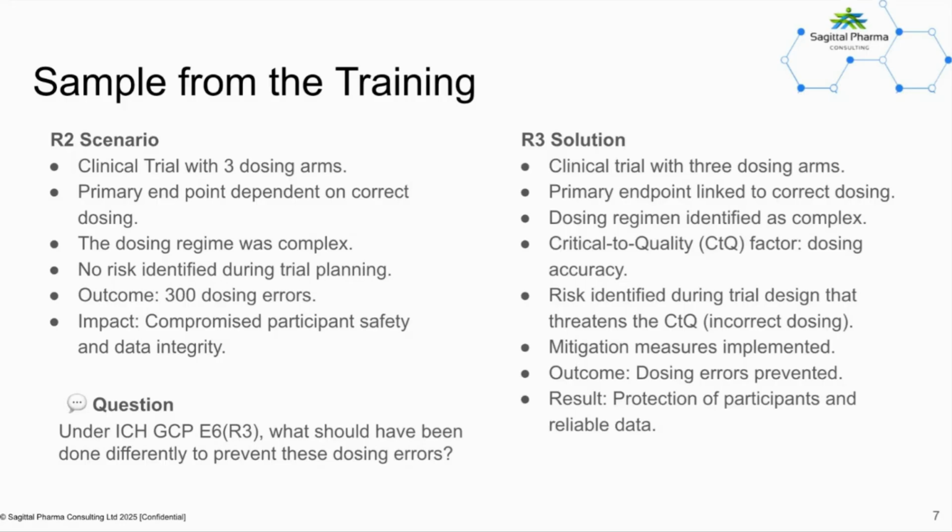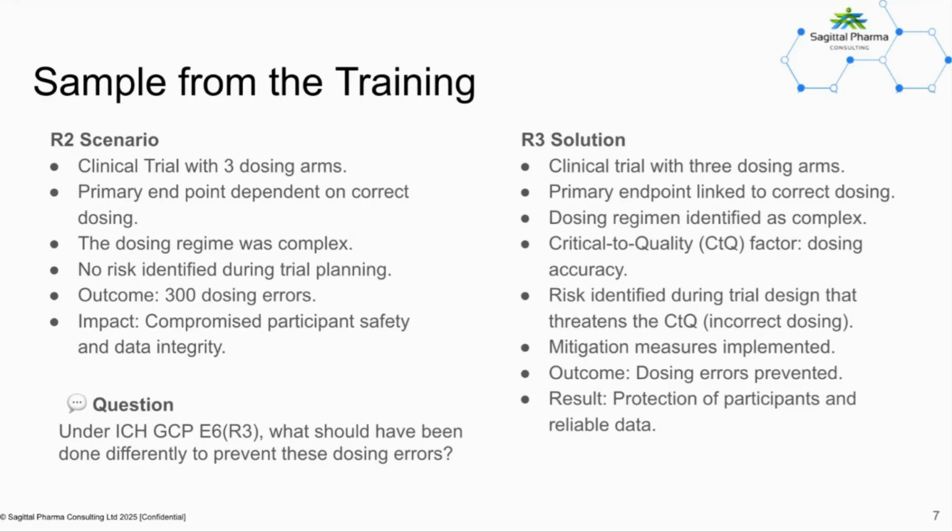So the R3 solution in this example is as follows. R3 introduces a risk-based proportionate approach that begins at the design stage, focusing on identifying critical to quality factors that are essential for participant safety and reliable results. In this case, under R3, the project team thinks critically at the planning stages of the clinical trial. They recognise that this trial has 3 dosing arms, the primary endpoint is dependent on correct dosing, and the dosing regime is complex, which makes dosing accuracy critical.